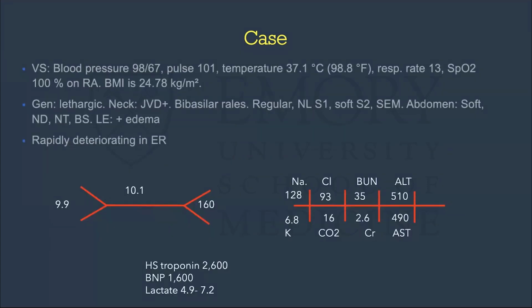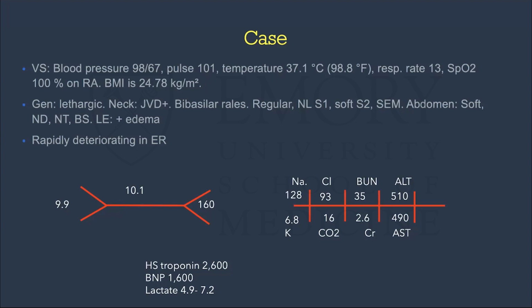So in this presentation, her blood pressure was 98/67. She was slightly tachycardic at 101. Temperature was 37.1, and she was saturating 100% on room air. She was, however, lethargic and had venous congestion with jugular venous distension and rales in her lungs, and she had a soft S2 and systolic ejection murmur. She also did have significant lower extremity edema.